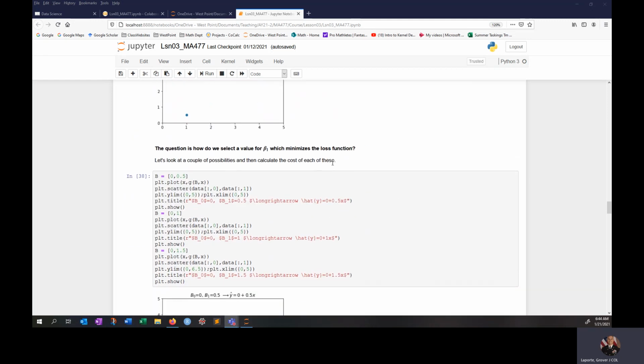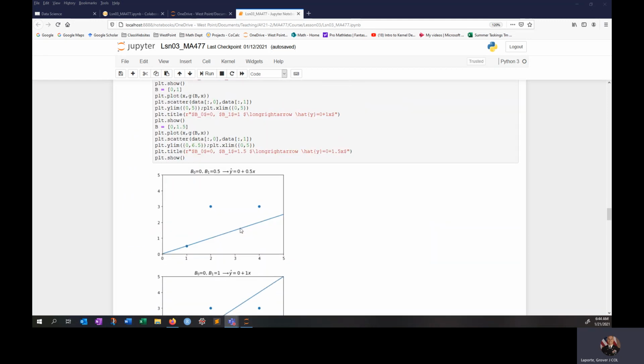You can kind of see what that is given that loss function. Okay, so now we're just going to give you examples. Right now I'm not finding it, but I'm going to give you an example. So if I chose beta 1 equal to 0.5, then that would be my line. Those would be my 3 points.